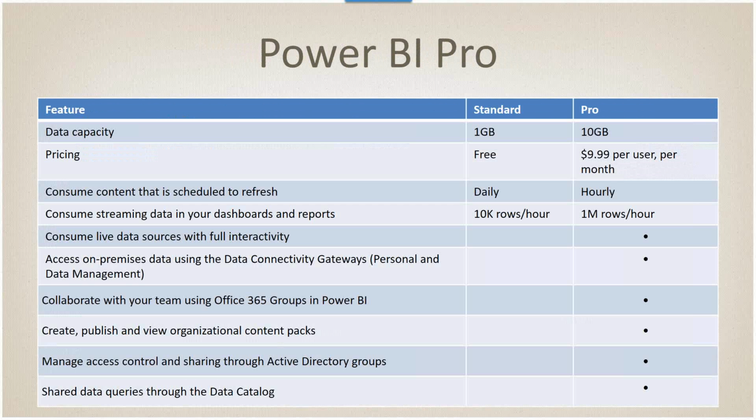Pro is $10 a month. You can change your frequency of refresh from daily to hourly if you want, maximum rows per thing, and then just some other connectivity and collaboration tools are built into the Pro version and not built into the standard version. So basically, with any of these cloud things, start off with the free version. As soon as you get to the point where you really need those extra features, that's when you start to pay for it.